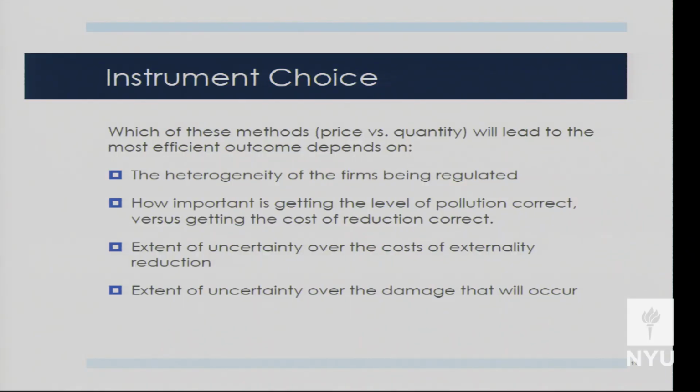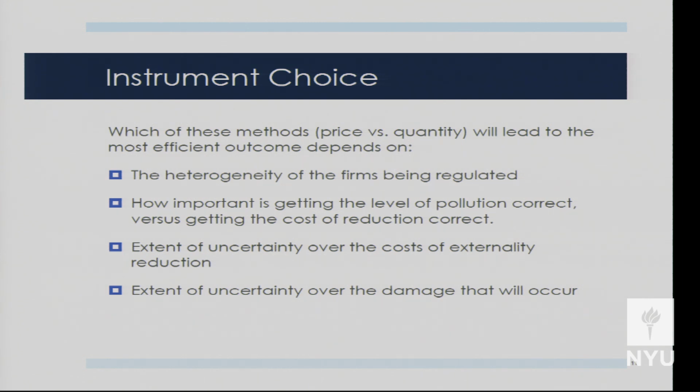So which of these methods, price versus quantity, will lead to the most efficient outcome depends on, first of all, how heterogeneous the firms being regulated are. If they're all the same, then we can divide up the total quantity of reduction among them and it's fine, right? But the more heterogeneous we fear firms are, the more maybe tax-based we'd like our instrument to be, or cap and trade. How important getting the level of pollution correct versus getting the cost of reduction correct is, which is the uncertainty model. The extent of uncertainty over the costs of externality reduction. The bigger that difference between MC1 and MC2, the more you might want to rely on one instrument versus the other. Right?